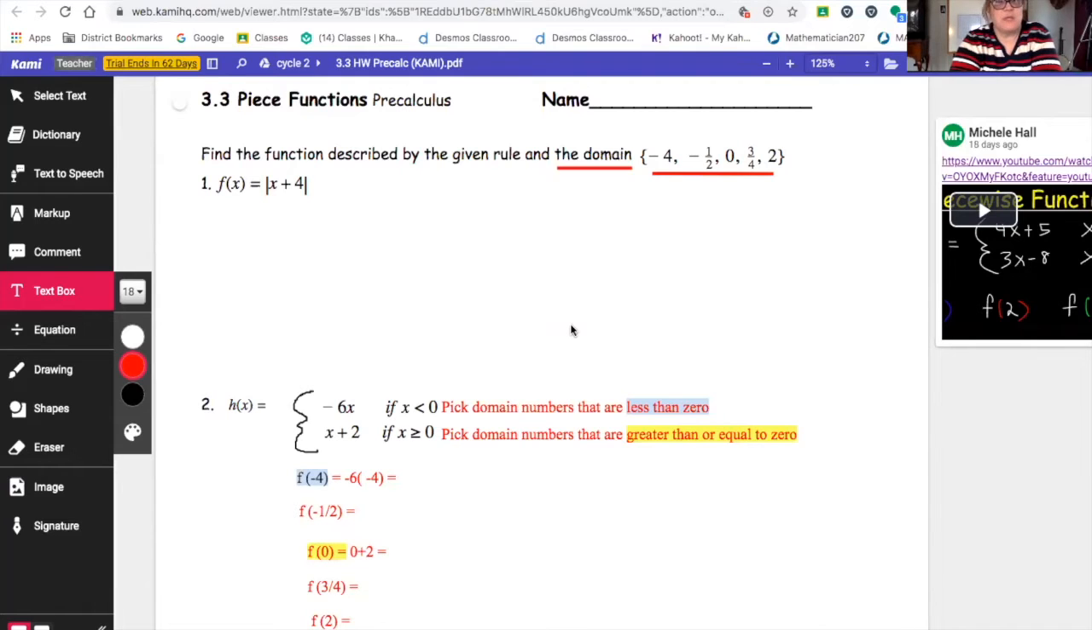What we have here for piecewise functions, we have a function f of x equals the absolute value of x plus 4, and we are given the domain -4, -1/2, 0, 3/4, and 2. So here we just have a function. We don't have any restrictions on it, so I'm simply going to substitute in -4 for x and then simplify.